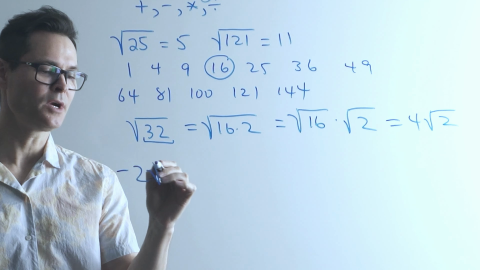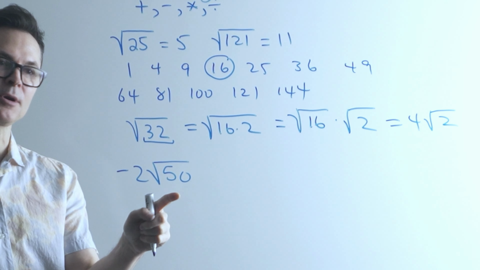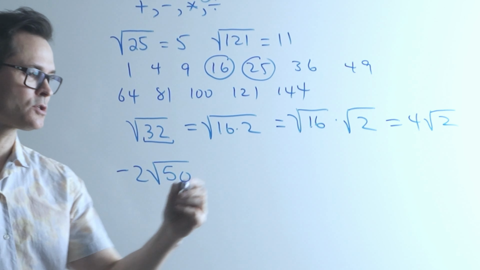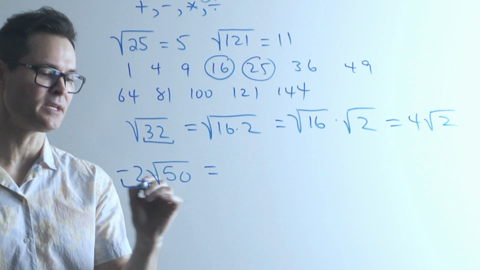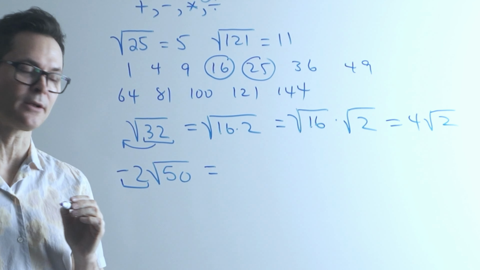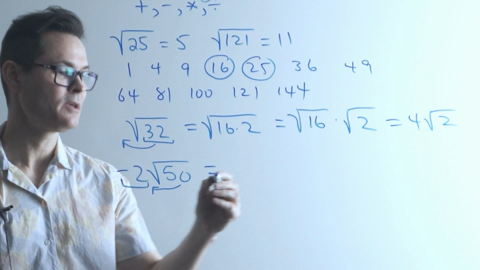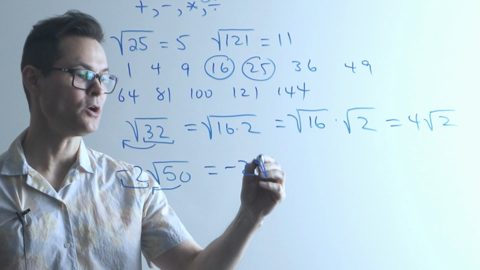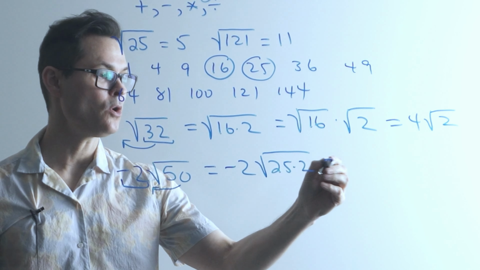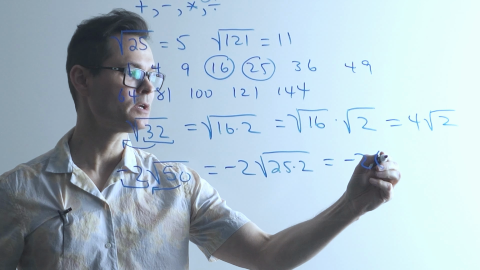Maybe -2 square root 50. Now 50 is not a perfect square, but look, 25 is, and 25 goes into it. So what I could do is just leave the -2. The idea of simplifying is trying to get as much number out of the radical and in front of it as possible. So the work here is going to be on the 50. -2 sticks. I know that 50 is 25 times 2, and I know that the square root of 25 is 5, so that's -2 times 5.